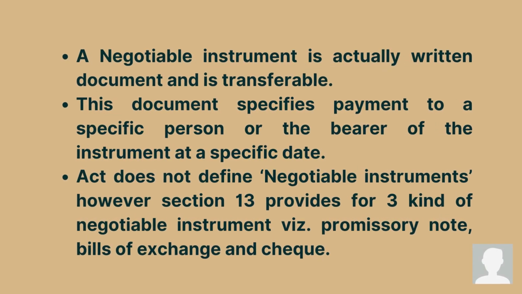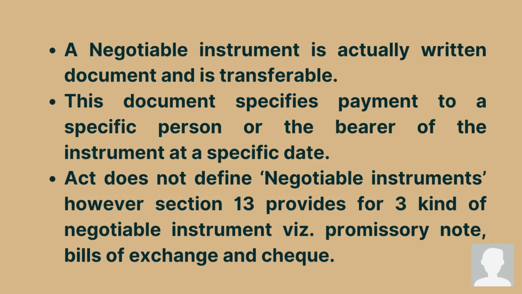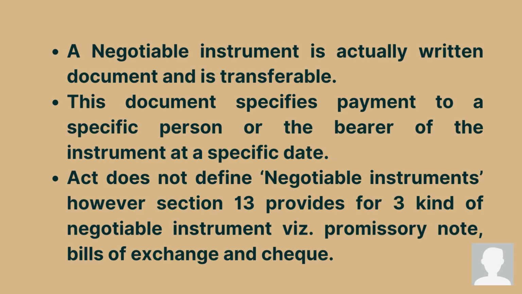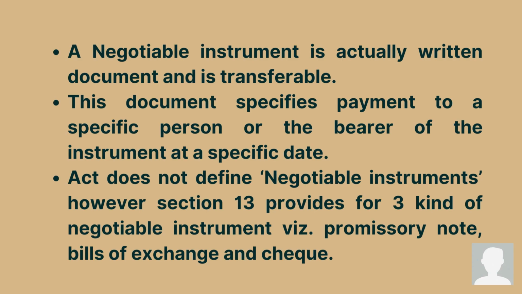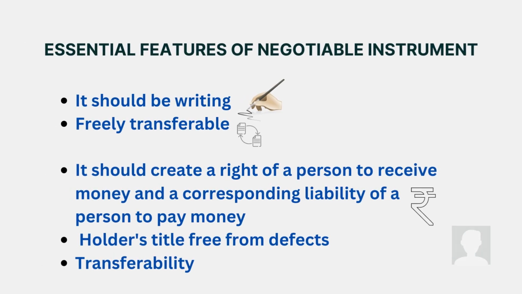The Act does not define negotiable instruments. However, Section 13 provides for three kinds of negotiable instrument: promissory note, bills of exchange, and cheque. Essential features of negotiable instrument. It should be in writing, freely transferable.